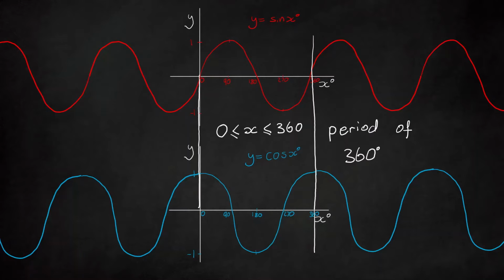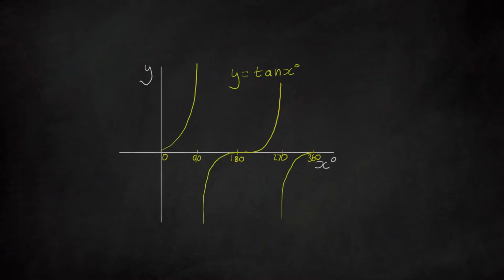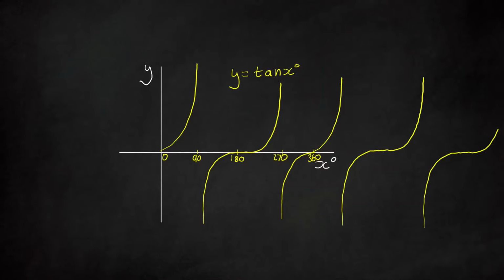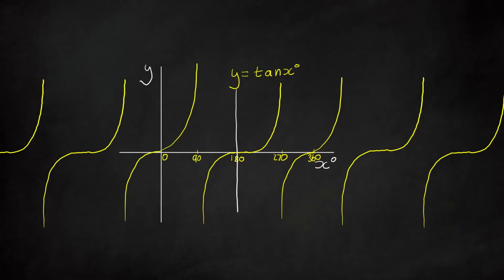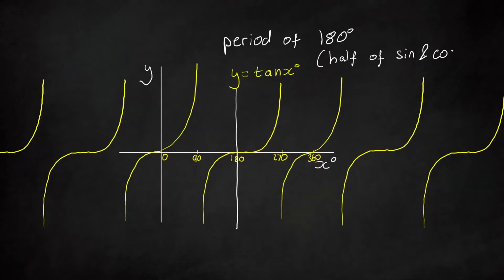While we're talking about the period of graphs, I also want to mention tan briefly. So just like sine and cos, tan also extends in both directions infinitely. It's a little bit more strange shape, but it does the same behaviour. But what you might notice is if we draw a line at 180, it actually repeats itself after that 180. And this means that tan only has a period of 180 degrees, which is half of that of sine and cos.